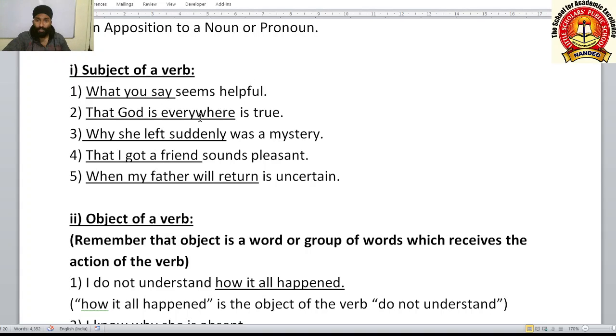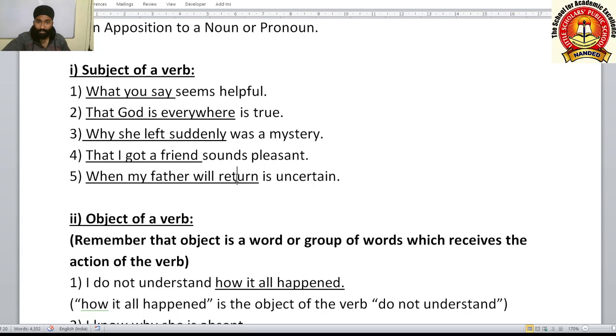Second example, that God is everywhere is true. What is true? That God is everywhere. Why she left suddenly was a mystery. What was a mystery? Why she left suddenly. This was a mystery. That I got a friend sounds pleasant. What sounds pleasant? That I got a friend. So sounds is a verb, was is a verb, is is a verb here, and seems is a verb. So these underlined clauses are starting with conjunctions and they are acting as subjects of these verbs.